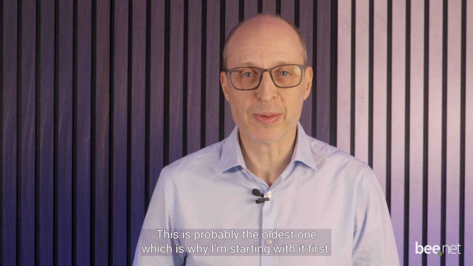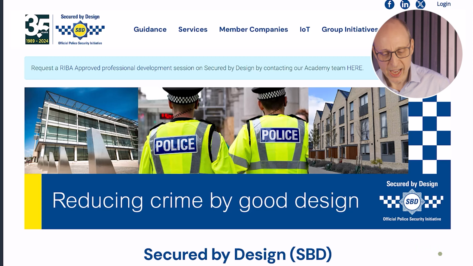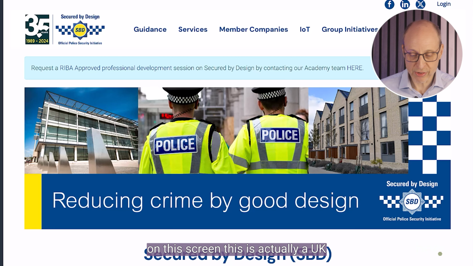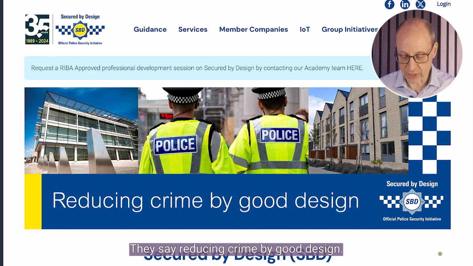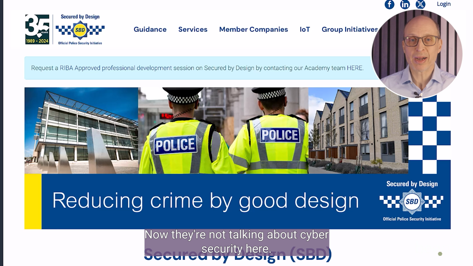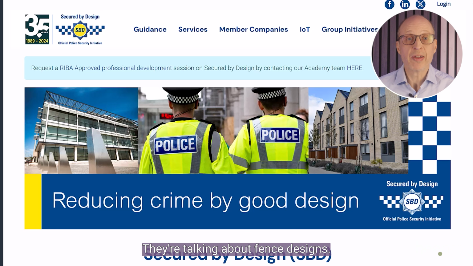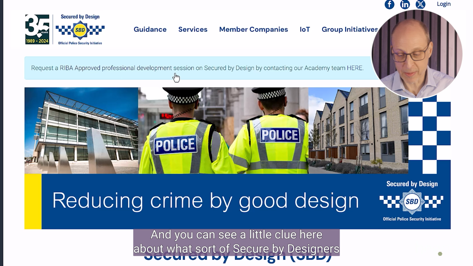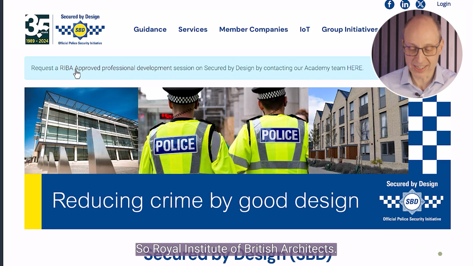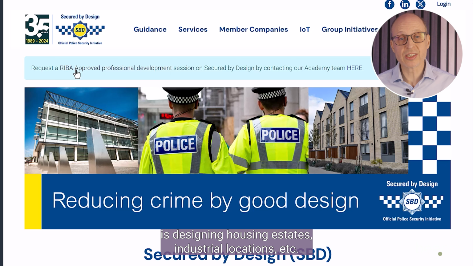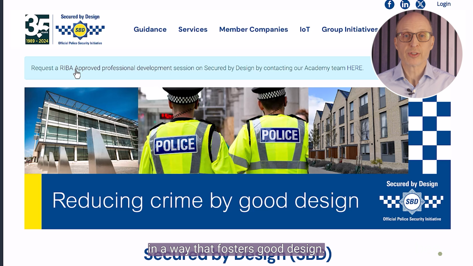So let's talk about the first type of secure by design, secured by design. This is probably the oldest one, which is why I'm starting with it first. Here you see on this screen, this is actually a UK police initiative, secured by design. They say reducing crime by good design. Now, they're not talking about cybersecurity here, they're talking about fence designs. And you can see a little clue here about what sort of secure by design this is. They've got a RIBA approved professional development, so Royal Institute of British Architects. So really what this is all about is designing housing estates, industrial locations, etc. in a way that fosters good design.